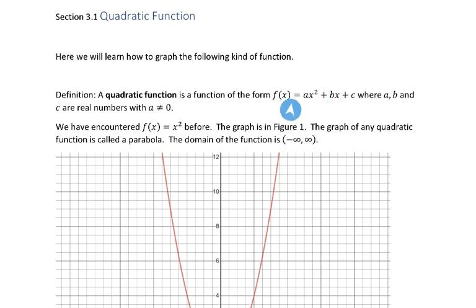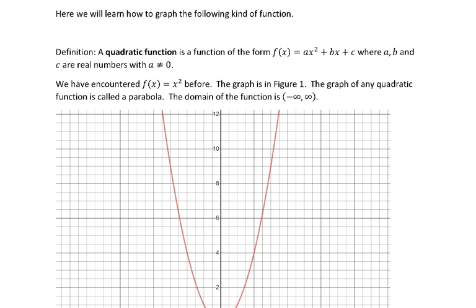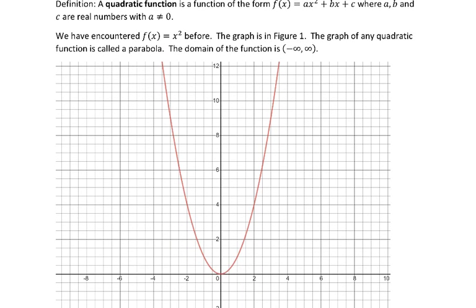So now we have quadratic functions, and here's an example. We have dealt with these before. We've dealt with the function f of x equals x squared. In fact, we have even graphed it. The graph, let me just scroll this up, looks like this. And in fact, the graph of not just this quadratic function, but any quadratic function, is called a parabola. This is what the graph looks like.